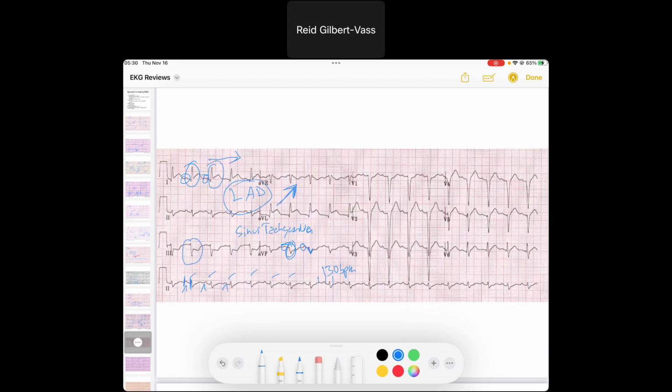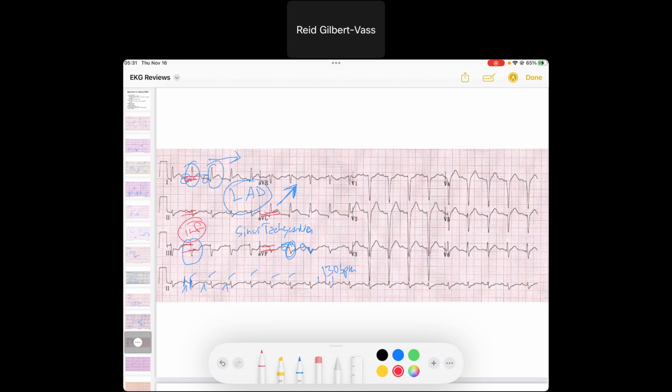We looked at our QRSs, but if you look closely, we've got some ST changes. We've got some ST depression in 3, some ST depression in aVF, some ST depression in 2. So those are inferior ST depressions. In the lateral leads, we've got ST elevation.